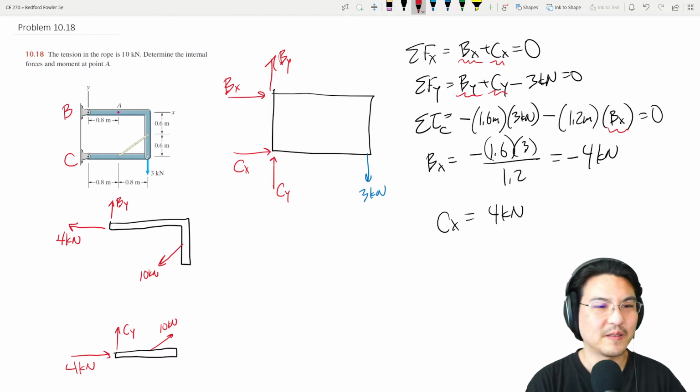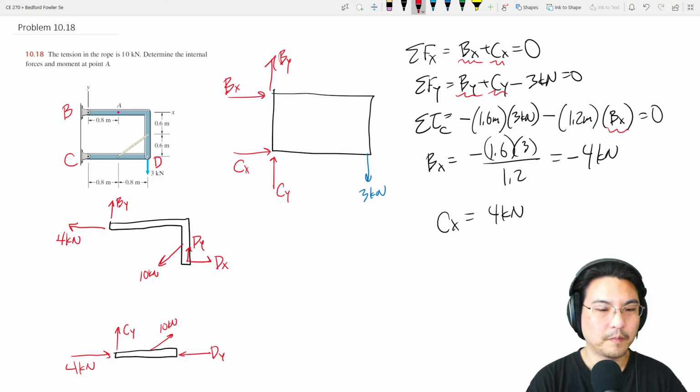What else? Okay, see this right here? I'll just call this pin D. So when we break it apart, now pin D would have reactions. I'll just decompose that. However I draw the arrows here, I have to draw them equal and opposite over here. Oh, there should be X. Okay.